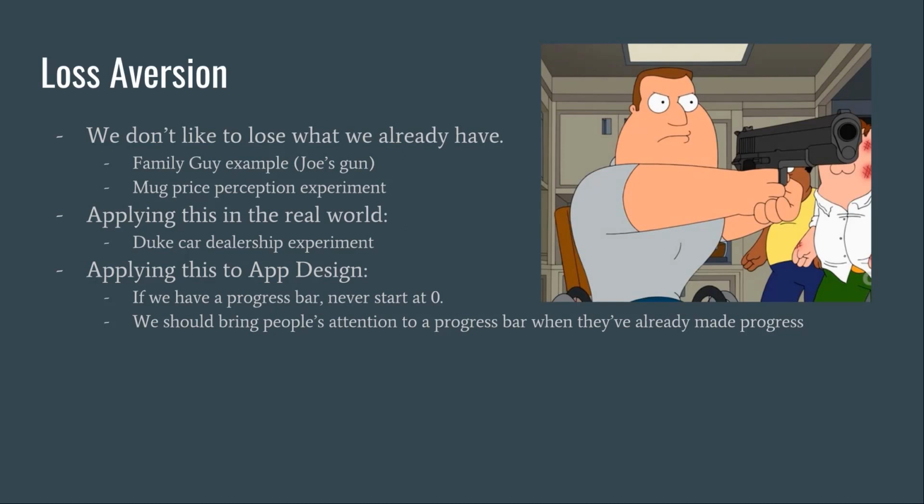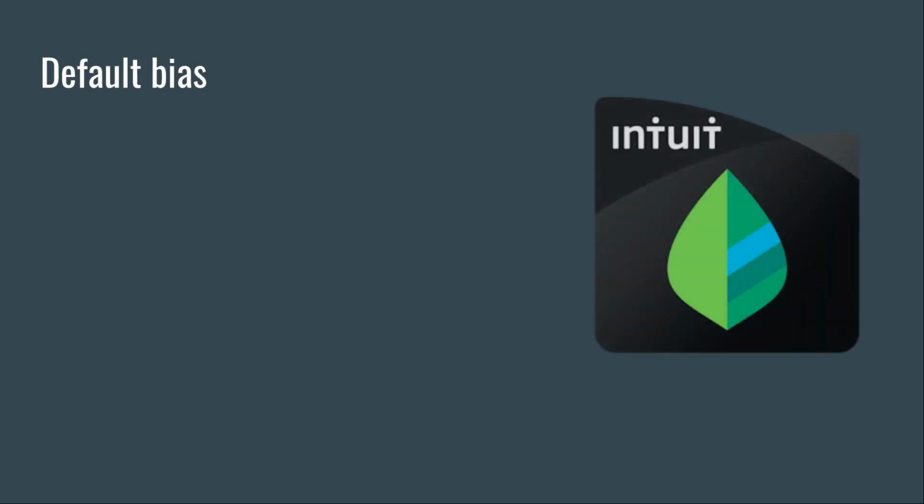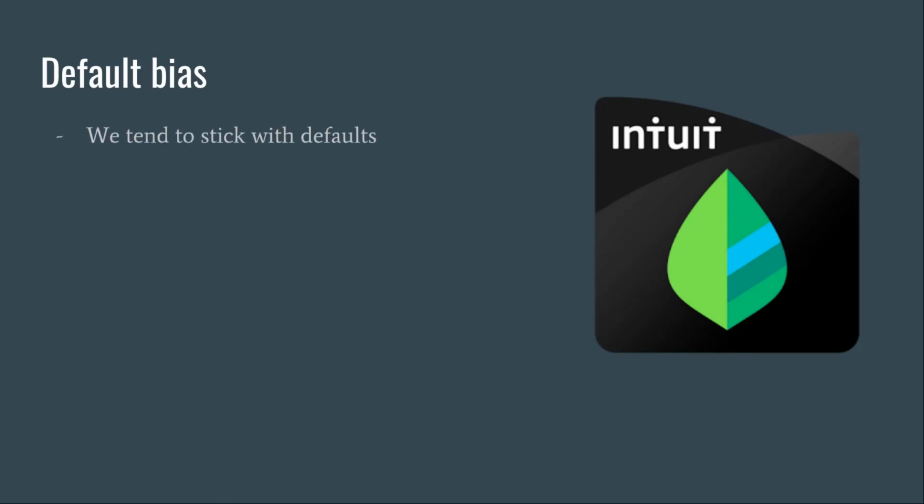The second thing we want to talk about is default bias. We can actually see this illustrated in something like Mint, which is now part of Intuit. Essentially, default bias is very simple. We tend to stick with defaults.